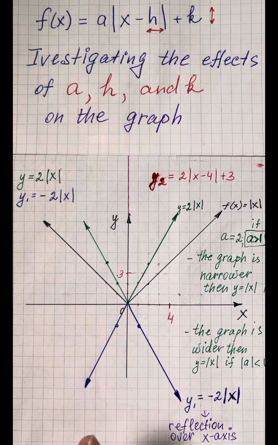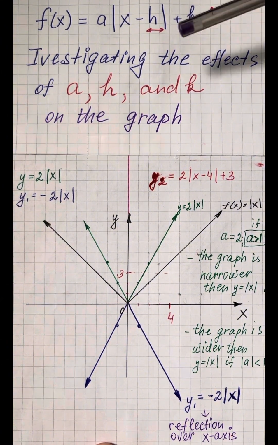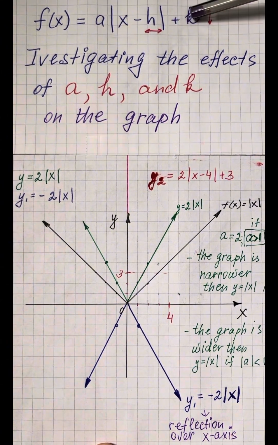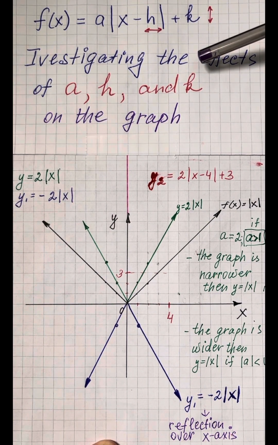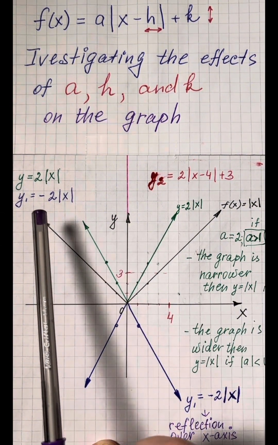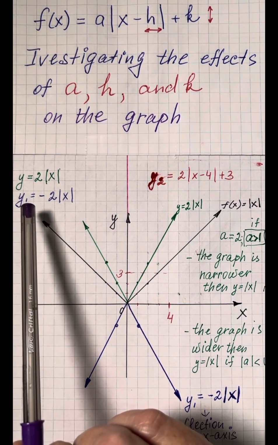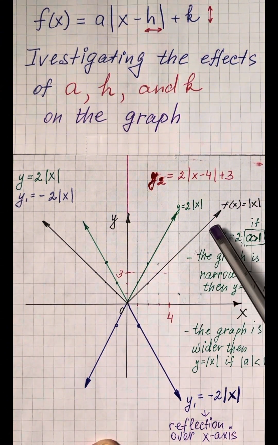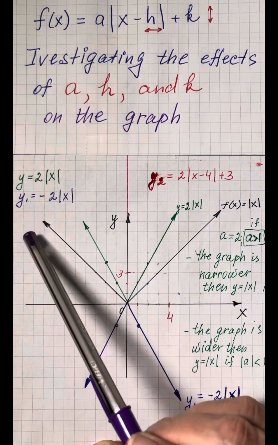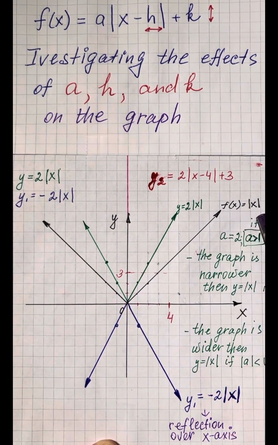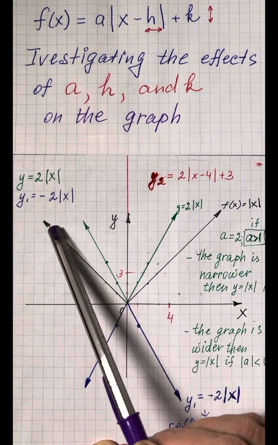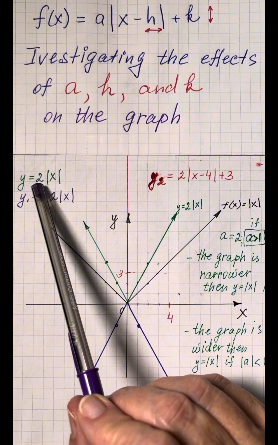We continue studying absolute value functions, and we are investigating the effect of coefficients a, h, and k on the graph. By doing so, we're going to graph those functions I wrote down for you, and you can compare with the parent function. The parent function I graphed here is in black, f of x equals absolute value of x. That's our parent function. Let's take a look at the first one in green.